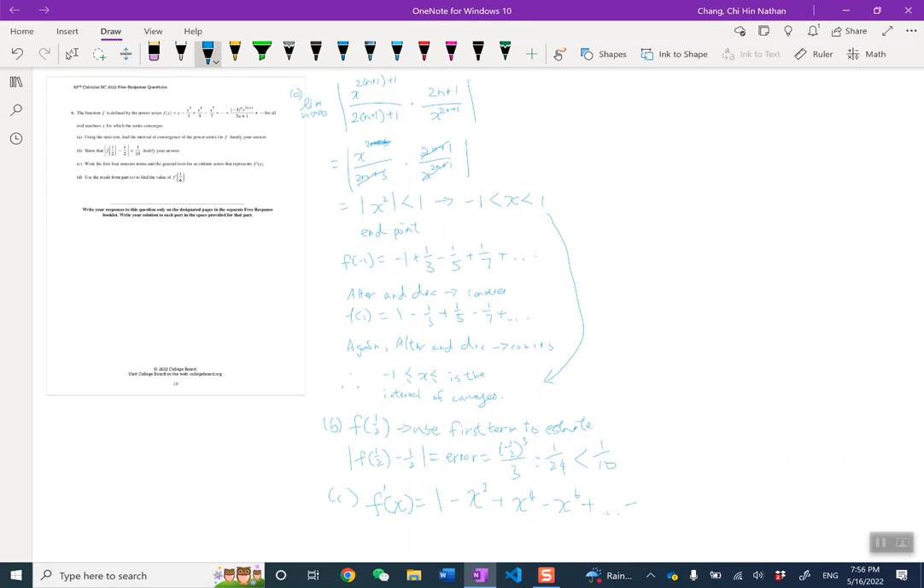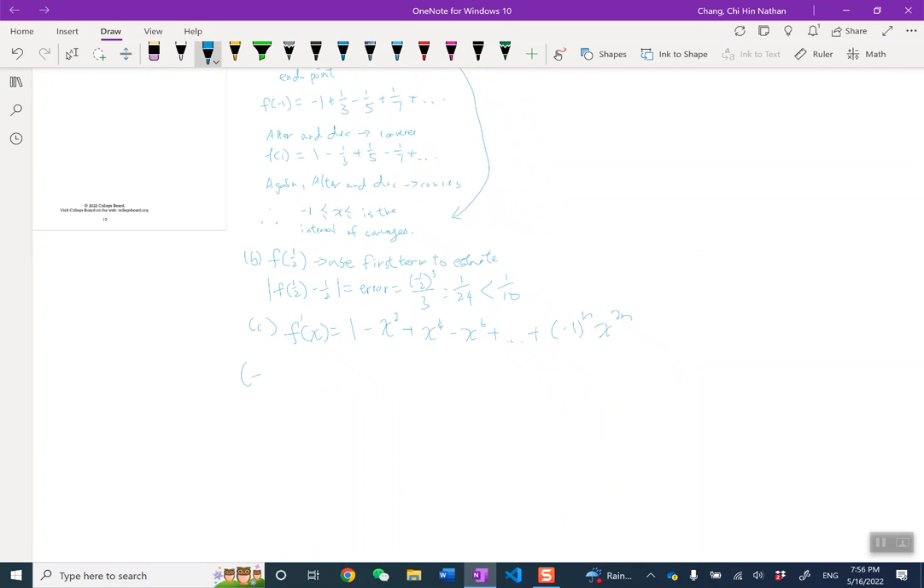And the general term is gonna be, because it's alternating, so we need to put a negative 1 to the power of n, and it's just simply x to the 2n.